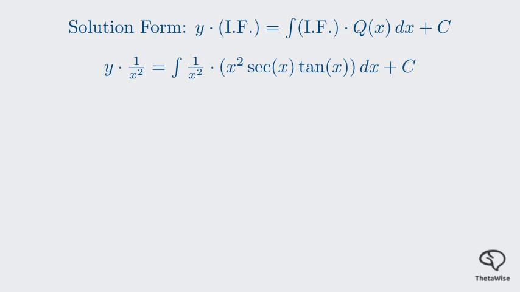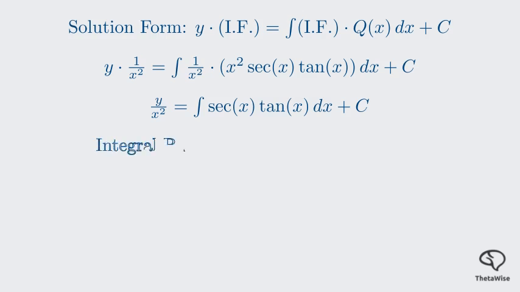Now, observe the integral on the right-hand side. There's a wonderful simplification. The x squared in the numerator and the x squared in the denominator cancel each other out. This is a common and intended simplification when using integrating factors. This leaves us with a much simpler integral to solve. We need to find the integral of secant x tangent x. If you recall your differentiation rules, the derivative of secant x is exactly secant x tangent x. Therefore, the integral of secant x tangent x is simply secant x.